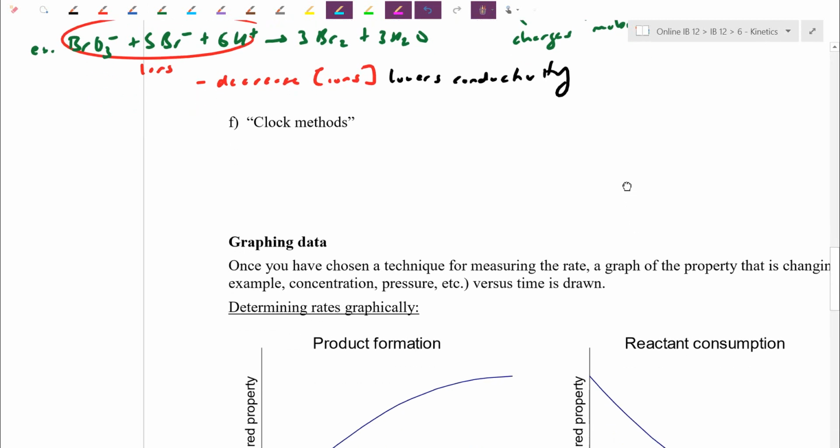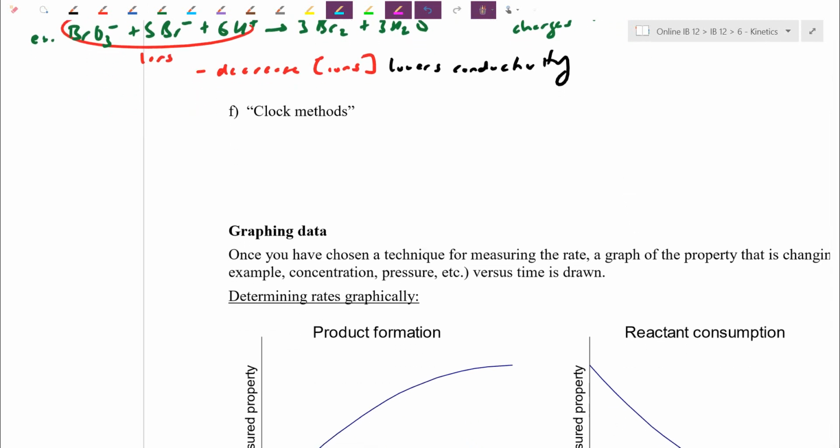Just for completeness' sake here, they're going to refer to these ones as clock methods. There are very specific reactions that we call clock reactions. We're going to see an example of them later on in this unit. But basically, a clock reaction is set up to be in equilibrium. So let's say I have chemical A in equilibrium with chemical B. Over time, A is going to become B, and after a while, B is going to become A.